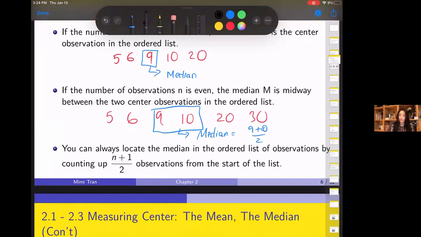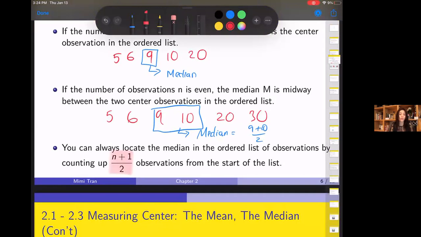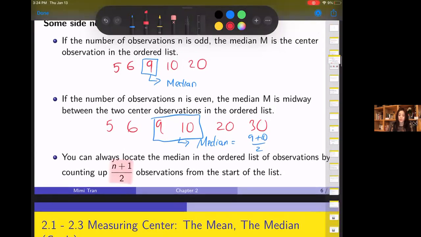Now, do you guys remember this formula that I told you last lecture as well? If you have a short data set, you can eyeball it, no problem. But sometimes you have a long data set and you have to do it by hand. Then one way that you can locate the median is using this formula, n+1 divided by 2. So this formula is the location of the median, not the value of the median.